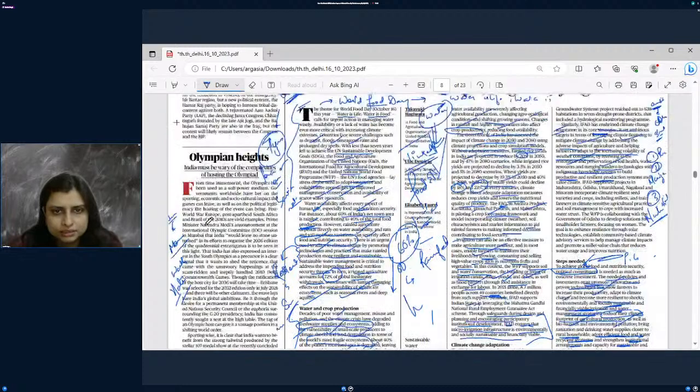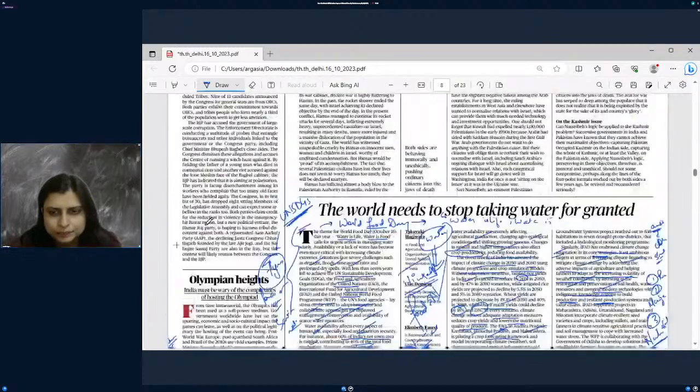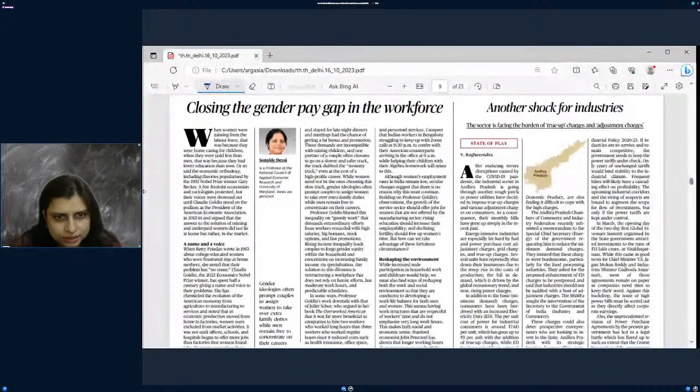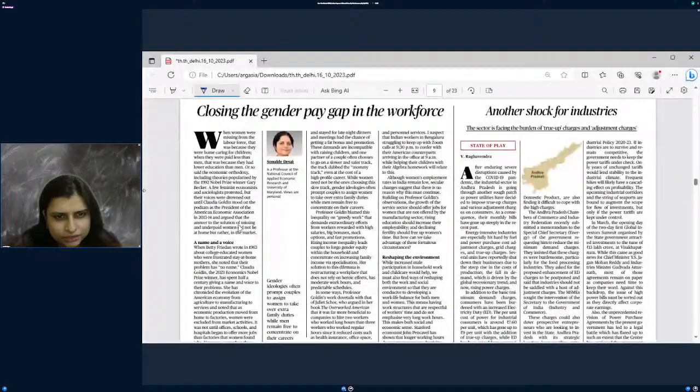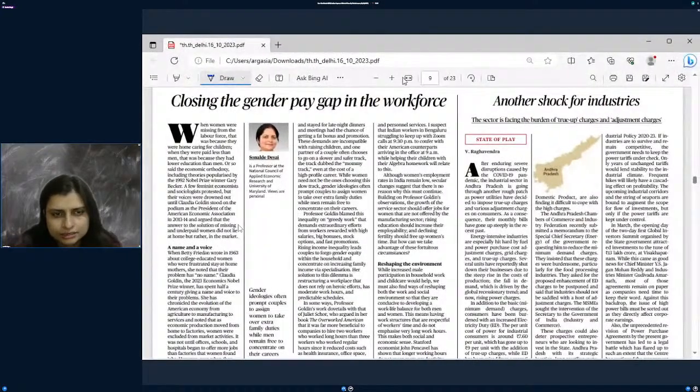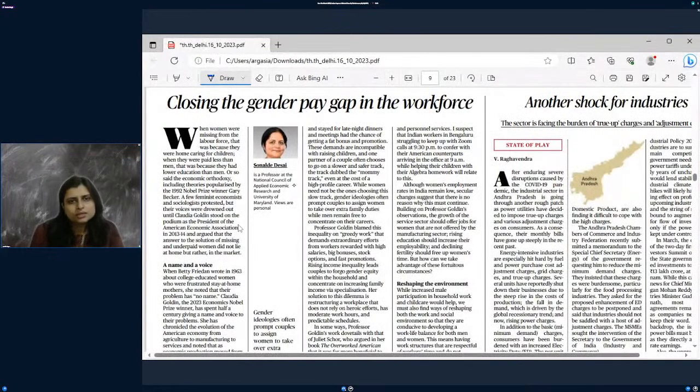Further, moving to the next article: closing the gender pay gap in the workforce. The author of this article is a professor at the National Council of Applied Economic Research and the University of Maryland, and she says that when women were missing from the labor force, that was because they were at home caring for children. So one reason for why women were missing from the workforce was home caring for children, and that they were paid less than men.